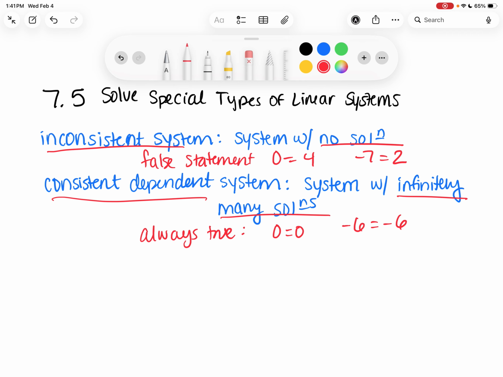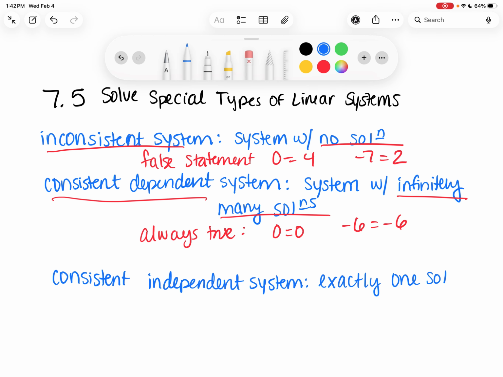Now, the ones that we've been doing up to this point are called consistent and independent systems, which has exactly one solution. So this is where we end up with a coordinate like -3, 2, or something like that. So they may ask you to classify them. They may ask you just to say how many solutions it has.